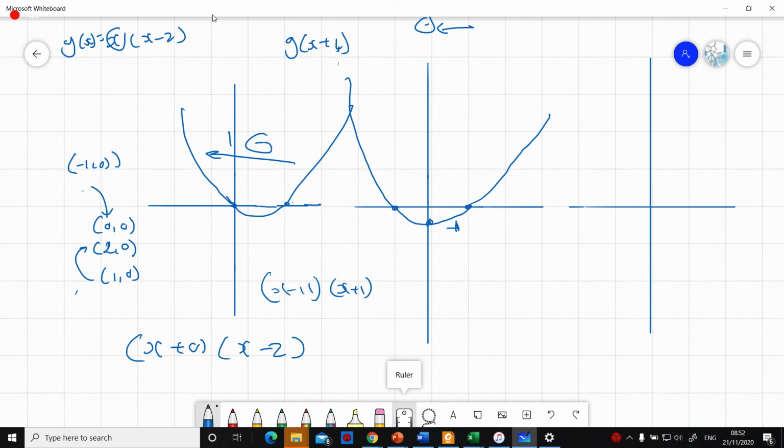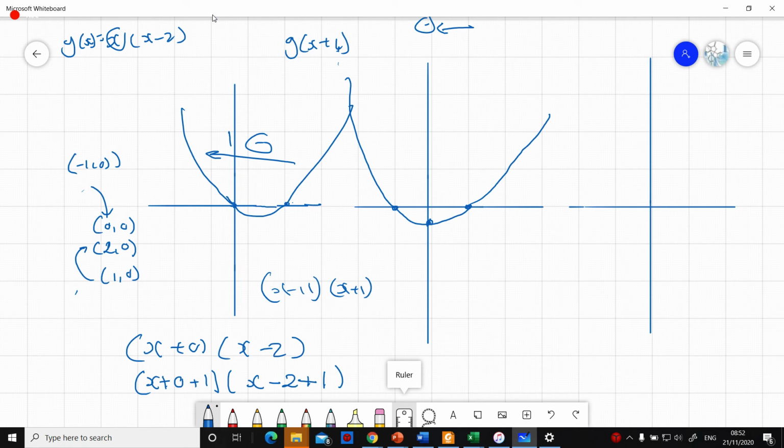So how do you convert this? We're going to shift it by 1 to the left. So it will be x plus 0 minus 1, and here will be x minus 2 minus 1. So x minus 2 minus 1 will give me x minus 3. Yeah, sorry, I do apologize, that one is plus 1.